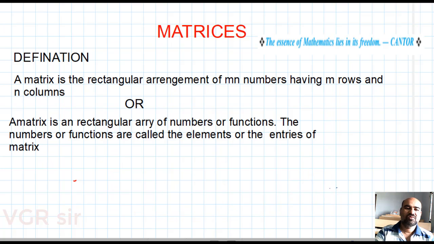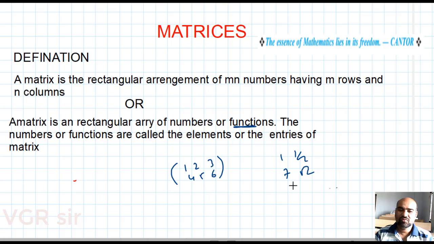Now, a rectangular array of elements: the elements are arranged in rows and columns, and the resulting arrangement is called a matrix. So what is the definition here? A rectangular array of numbers or functions. Why are they called functions? Not only numbers. For example, 1, 2, 3, 4, 5, 6. I arrange R1, 1 by 2, 7 root 2, 0, 1. So what happened?